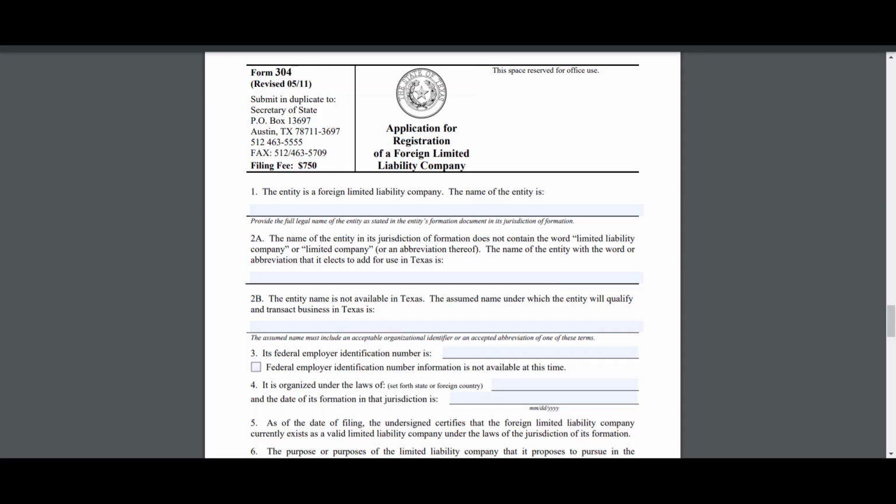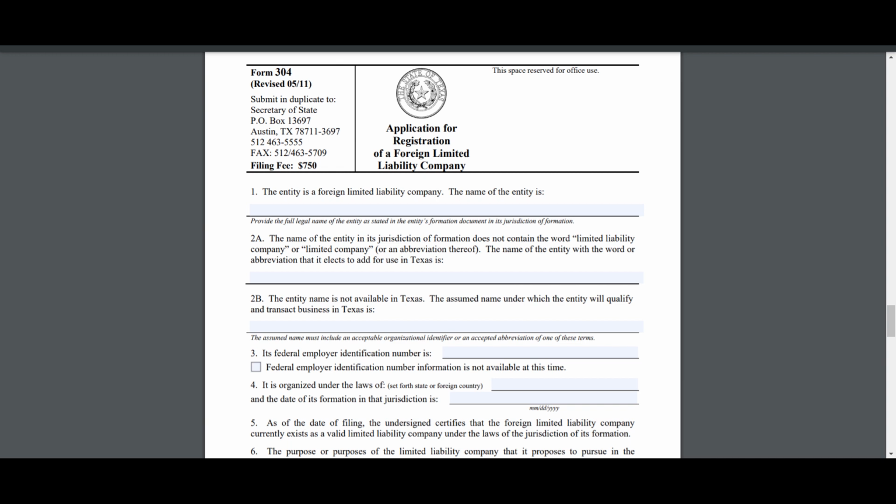So what about foreign LLCs in Texas? To do business in Texas, all LLCs organized outside of the state must register with the Texas Secretary of State. Foreign LLCs must appoint a registered agent for service of process. The agent may be a Texas resident or a business entity authorized to do business in Texas.